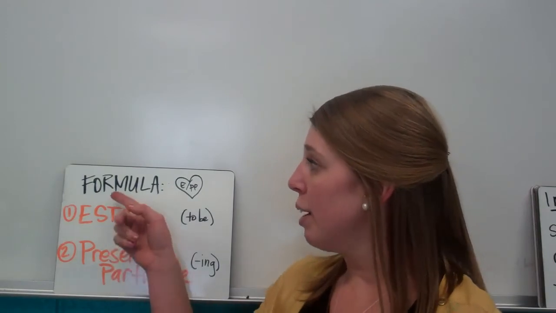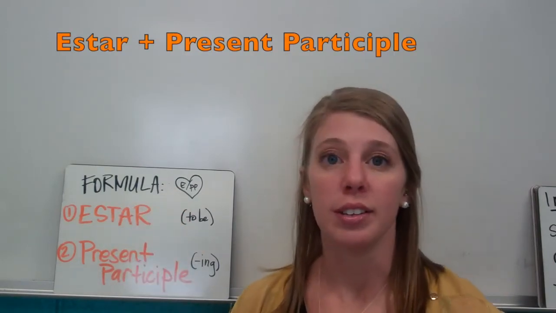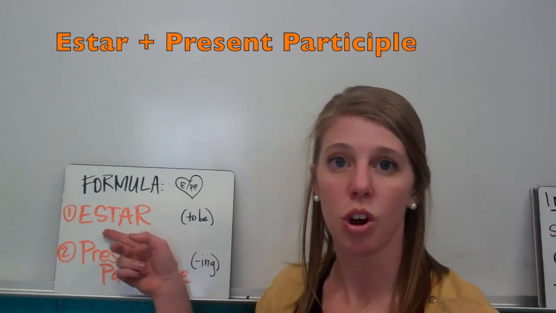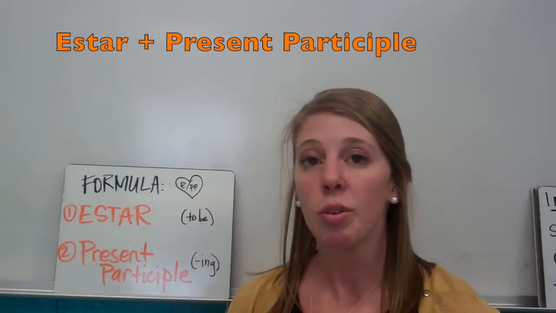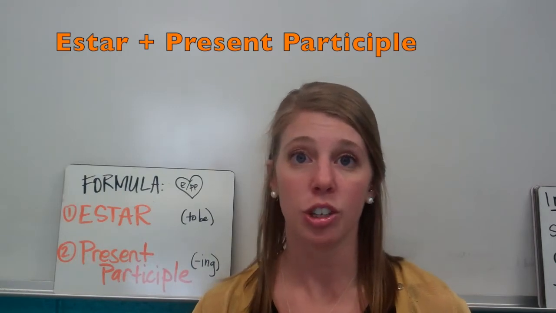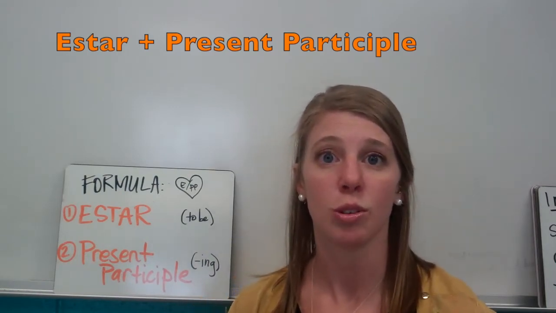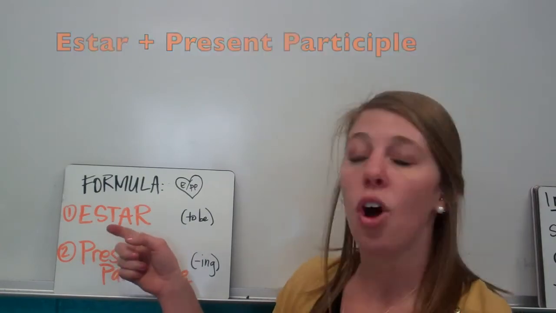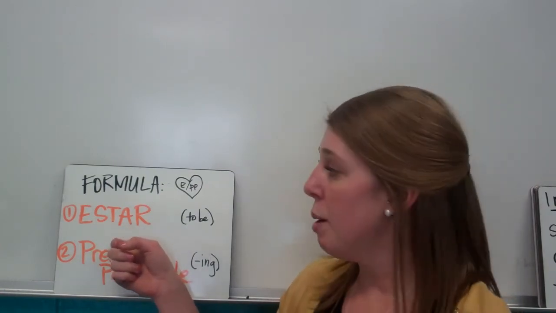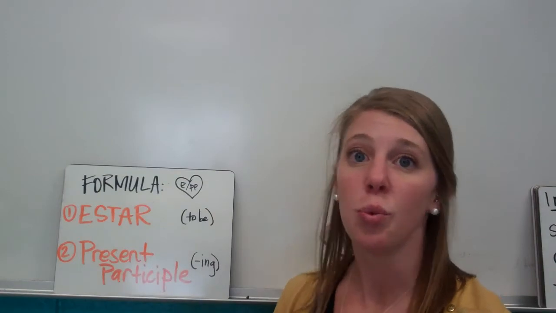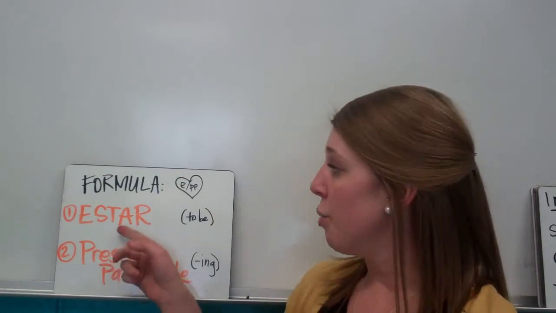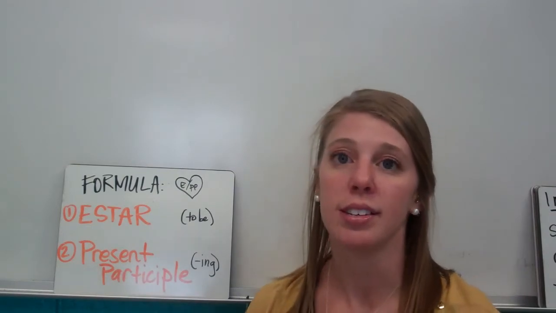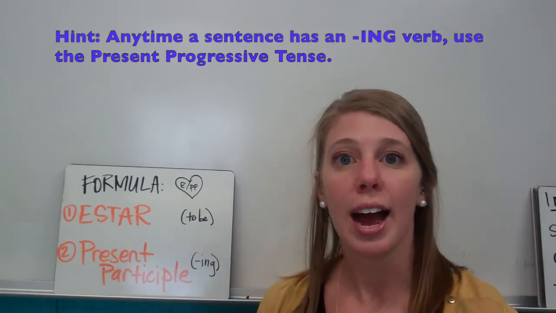So our formula for making the present progressive is a conjugated form of estar. So estar and its conjugation. If you don't remember estar, I would write it out next to your sheet. So estoy, estás, está, estamos, estáis, están. Make sure you have all of those. So estar is always going to match the subject. Because it's our first verb, it's the one that gets conjugated. So this is the only one that gets conjugated. And then we're going to add our present participle. These are our ing verbs.